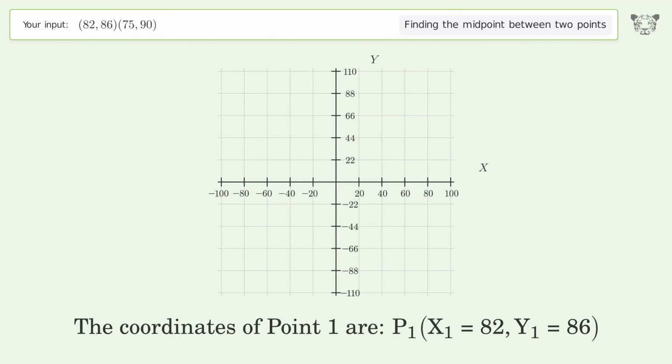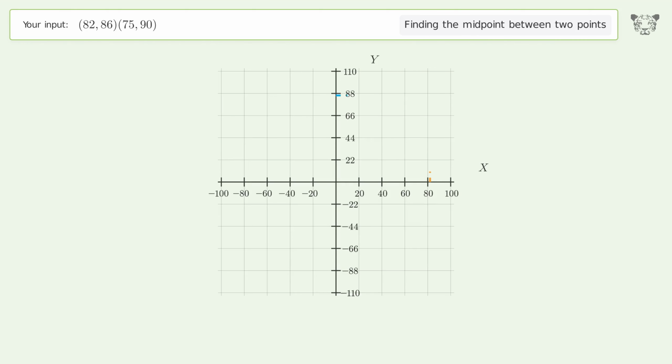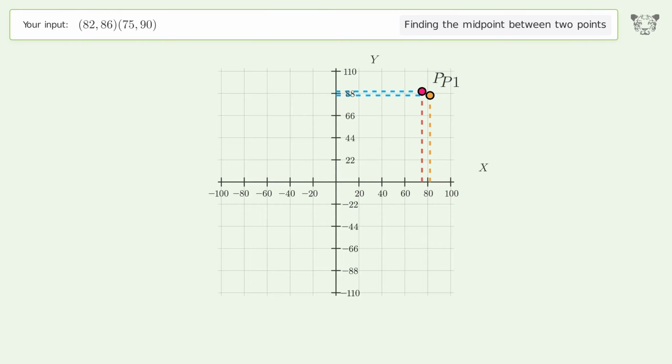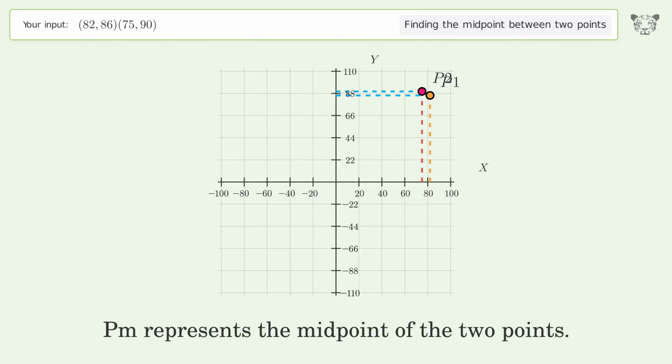The coordinates of point 1 are x1 equals 82, y1 equals 86. The coordinates of point 2 are x2 equals 75, y2 equals 90. PM represents the midpoint of the 2 points.